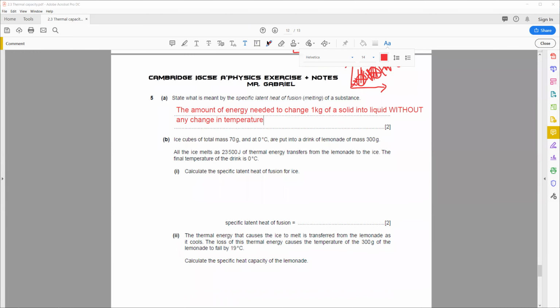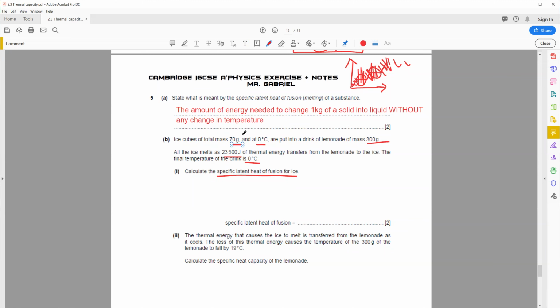And then from here, it's basically just the calculation. Ice cubes of total mass 70 grams at 0 degrees Celsius are put in a drink of lemonade of 300 grams. All ice cubes melt at 23,000, blah, blah, blah. And the thermal energy transferred from the lemonade to the ice, the temperature of the drink is 0 degrees Celsius. Calculate the latent heat of fusion of the ice.